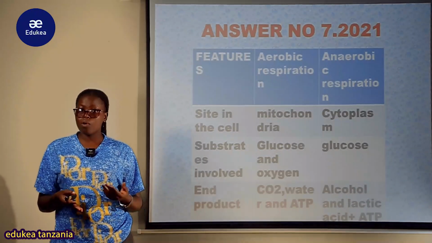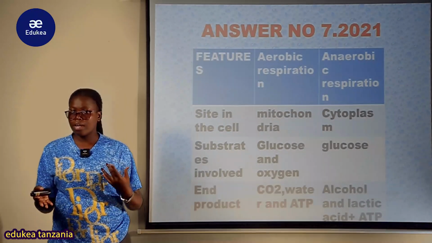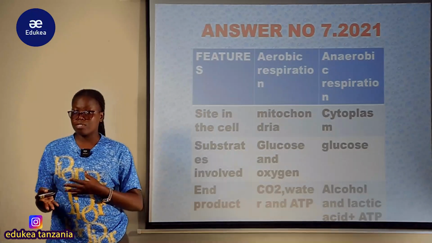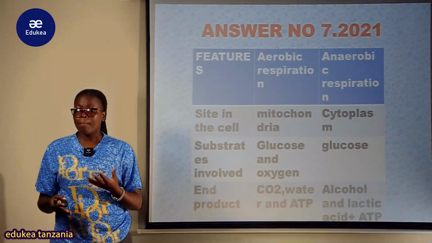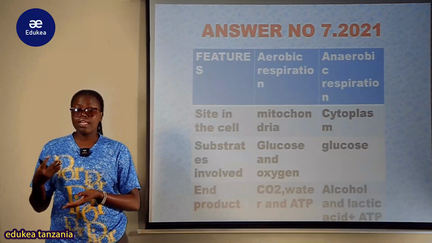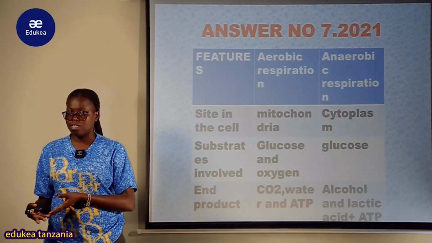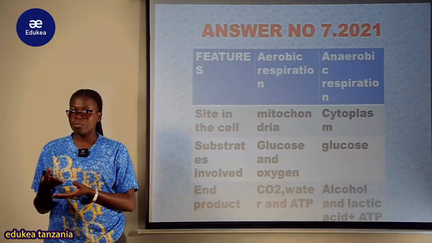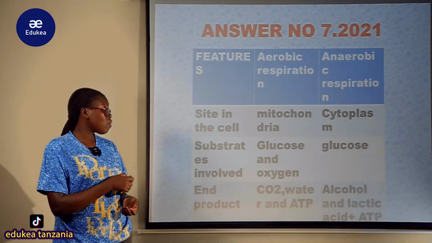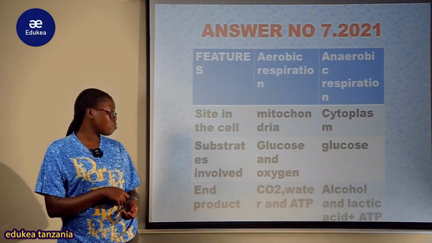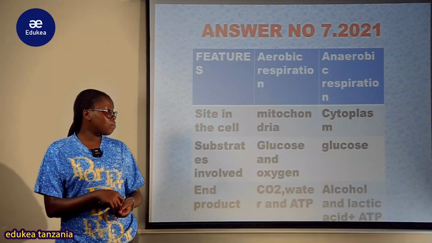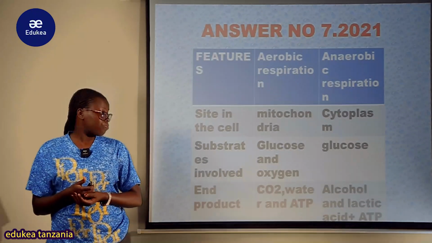Katika aerobic tunasema kwamba kuna oxygen na kuna kuwepo na glucose na be broken in the process of oxygen. Kwa the substrate pale ni glucose pamoja na oxygen. Lakini katika anaerobic the glucose is being broken down in the absence of oxygen. Kwa the starting material or substrate ni glucose only. So kwa aerobic respiration substrate ni glucose na oxygen, lakini kwa anaerobic substrate ni glucose too.